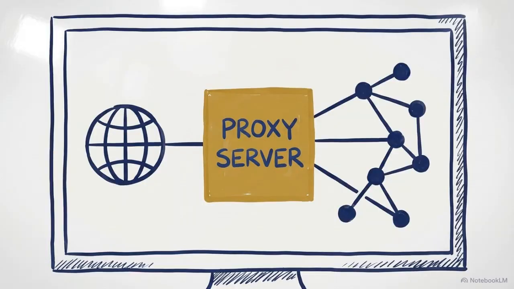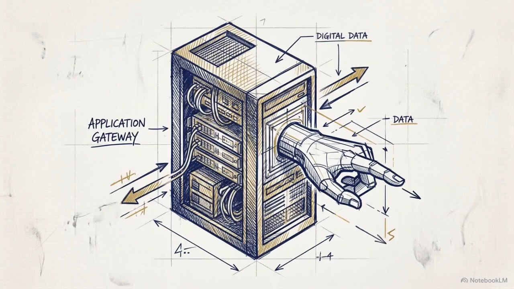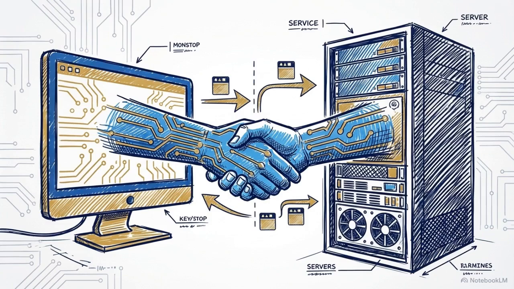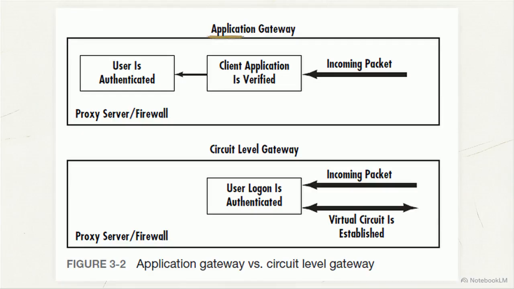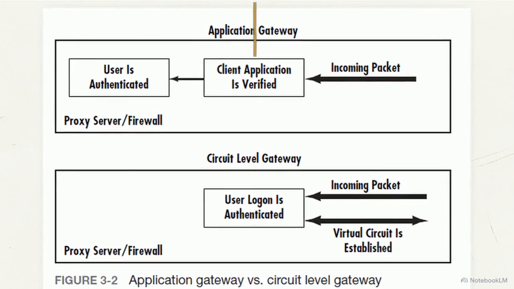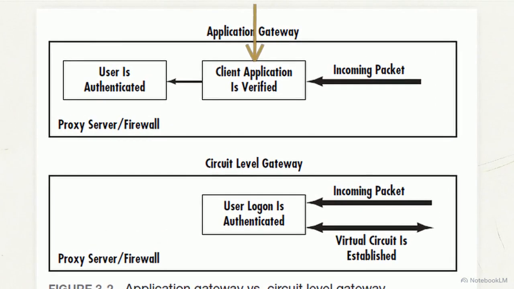To solve the vulnerabilities of stateless filtering, network engineers developed proxy servers, also known as gateways. The first iteration is the application gateway. Instead of reading flat headers, this intermediary program negotiates directly with the client application attempting to connect. This diagram maps how an application gateway alters traffic. It breaks the direct line of communication between the outside and the internal network. The gateway forces two separate connections, one to the proxy and a second to the destination. The internal computer remains hidden.